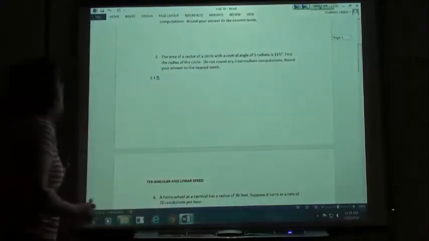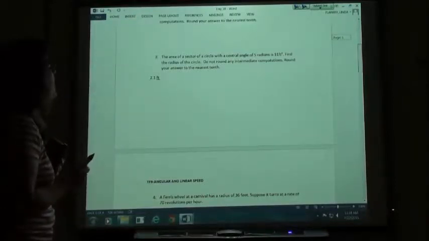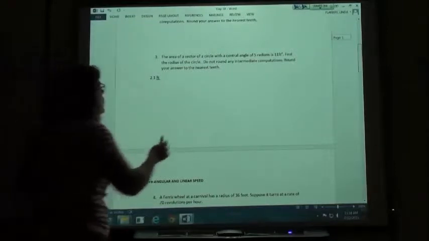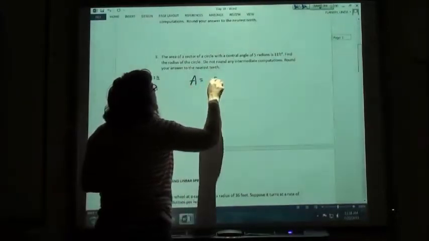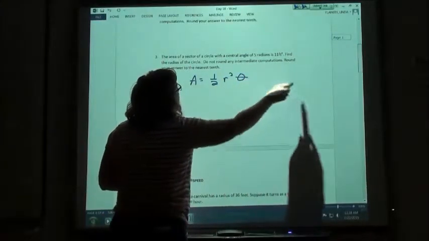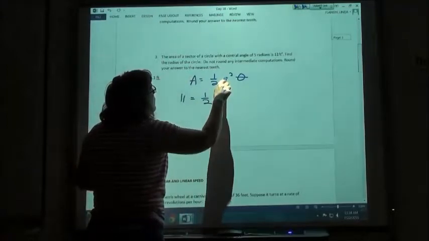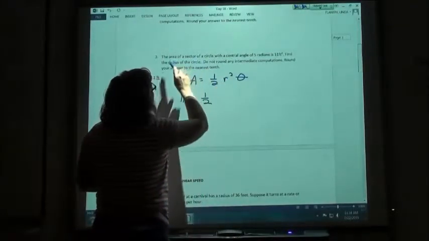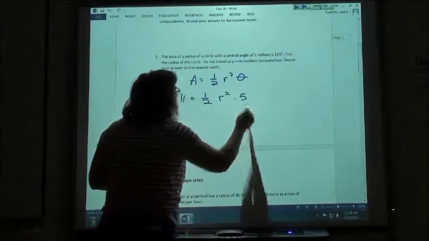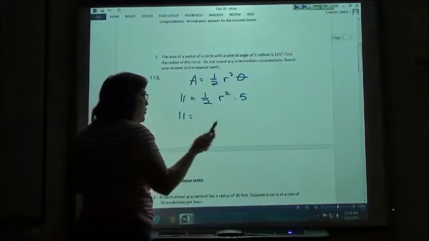On number 3, it says the area of a sector of a circle with a central angle of 5 radians is 11 feet squared. Find the radius of the circle. So area is equal to 1/2 r squared times theta. We know the area is 11. We are finding the radius. The central angle is 5. So 1/2 times 5 would be 2.5.